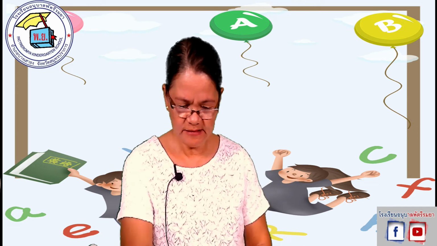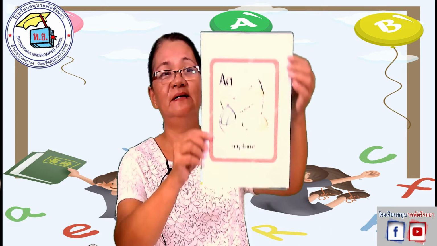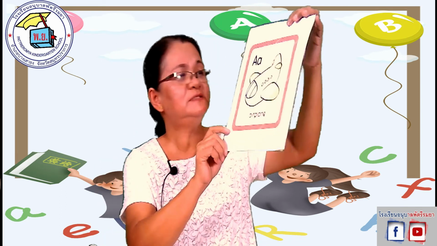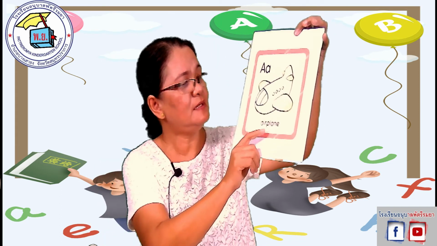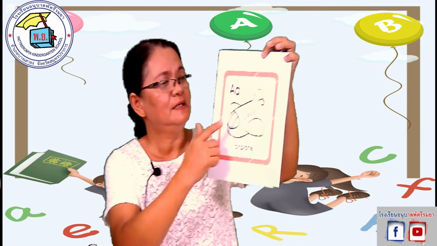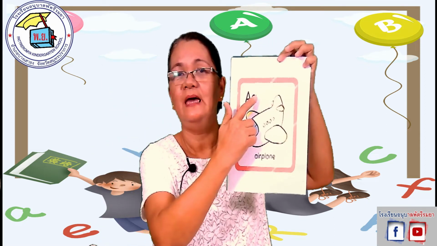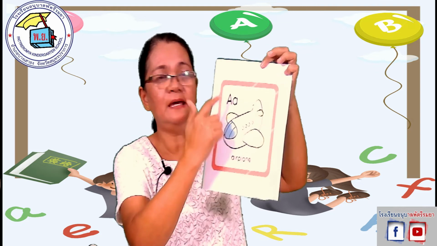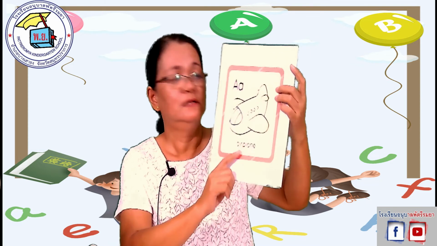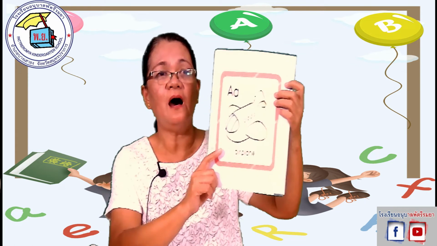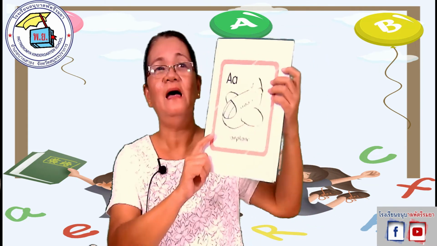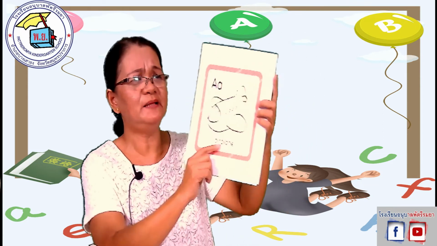What is this? Did you know what this is? Okay, what is this? Everybody knows this? Did you see it up in the sky? This is an airplane. Airplane begins with letter A. This is the big letter A and this is the small letter A. The airplane sound is a combination of the sounds A and E. A, A, A. Airplane. Airplane.